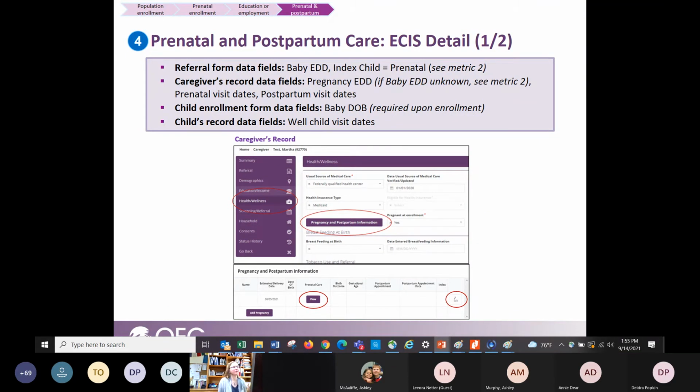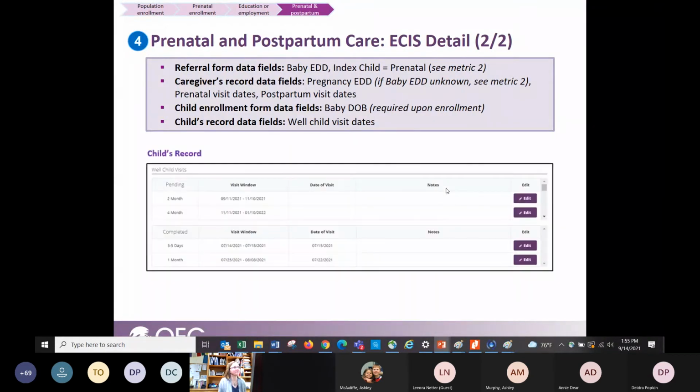So that covered the EDD requirement. This slide, in other words, illustrates the EDD requirement, the prenatal visits, and the postpartum. And then I believe the next slide shows where you would enter the well child visits. All of you who are experienced users totally know this field is in the child's record. Under their health data, this is where you would enter their well child visits.